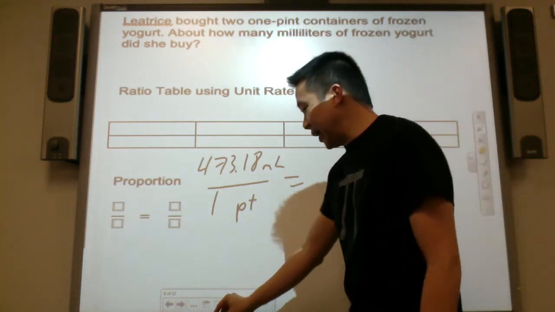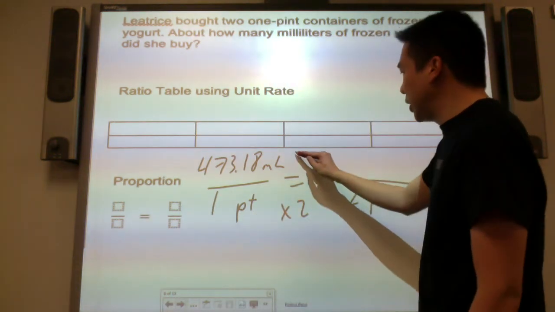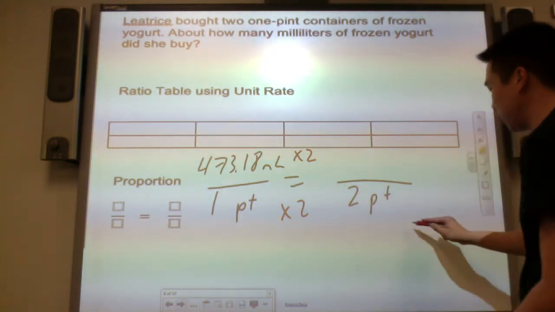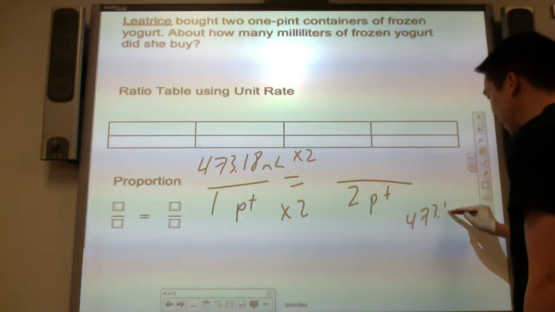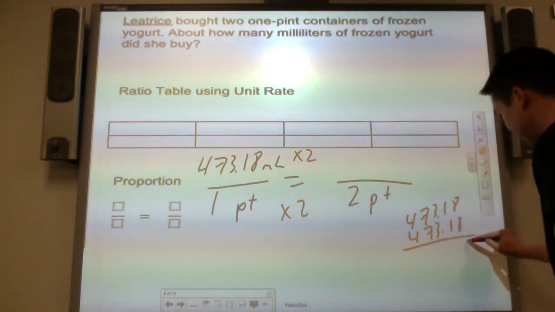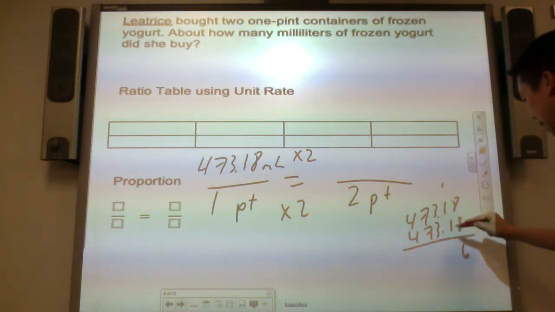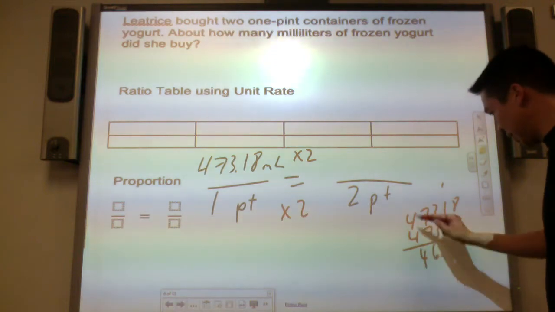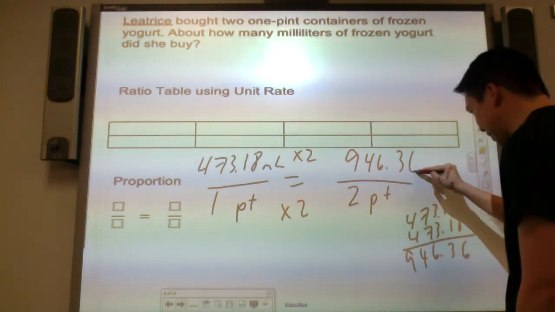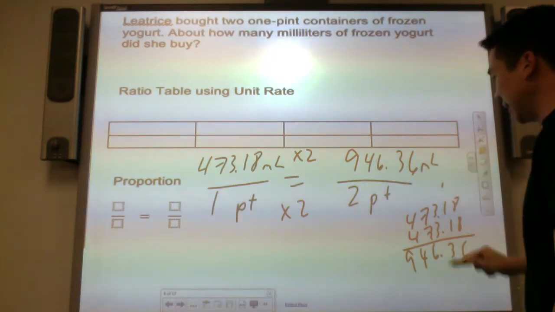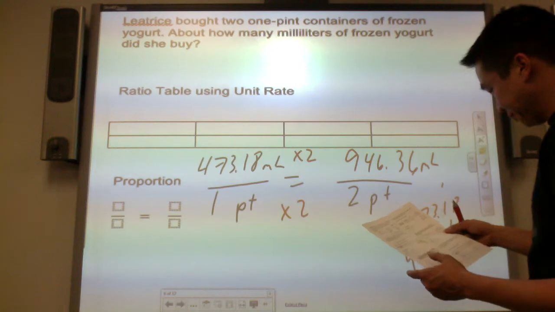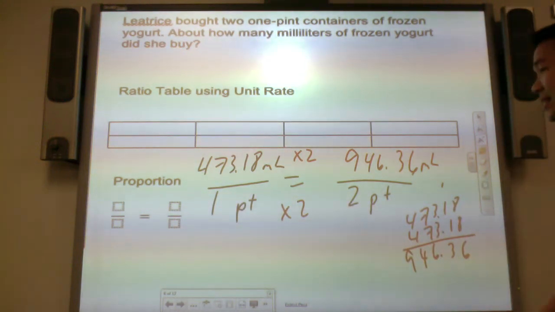So are we breaking it down or are we building up? We are building up by 2. What is double 473 and 18 hundredths? I'm just going to add it up twice since that's doubling. 16 carried to 1. That's 3. That's 6. 14 carried to 1. 946 and 36 hundredths milliliters for every 2 pints. All right, let's see our next example.